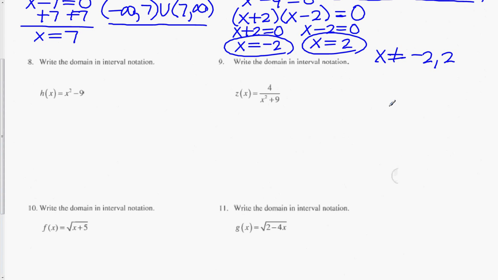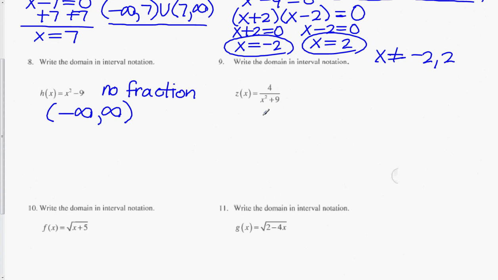On number 8, since there is no fraction, I don't have to worry about anything. There's no way I can get a 0 in the denominator if I don't have a fraction to begin with. So on this one, I can use any number in my domain. That would be all real numbers, but if you're going to represent it with interval notation, that would be any number on the number line, negative infinity to positive infinity.